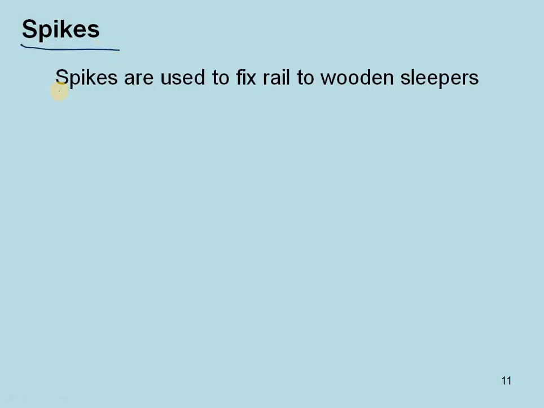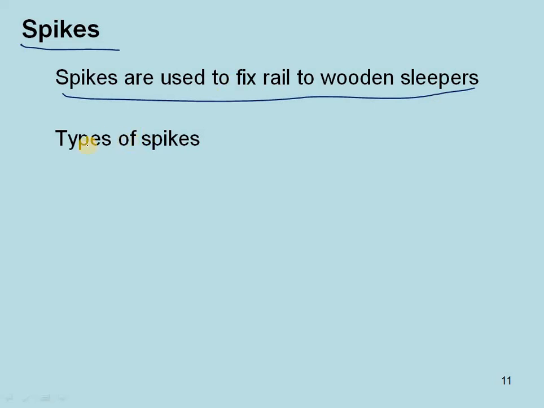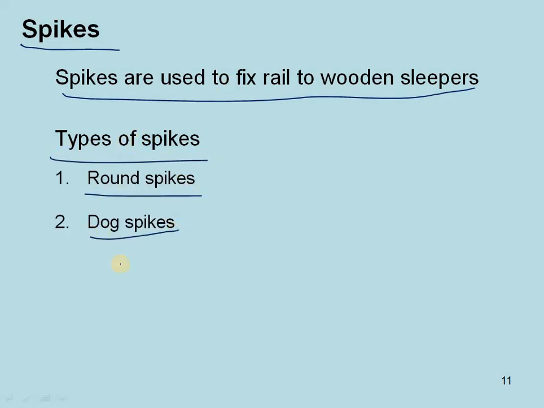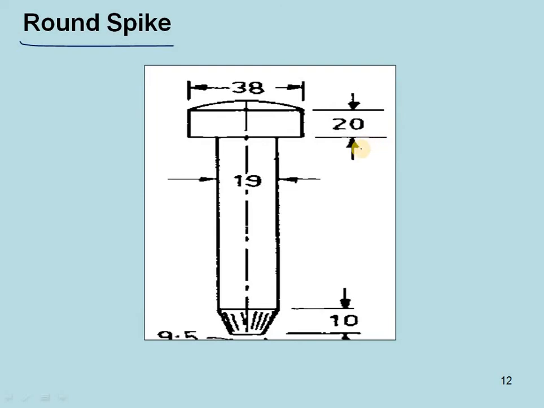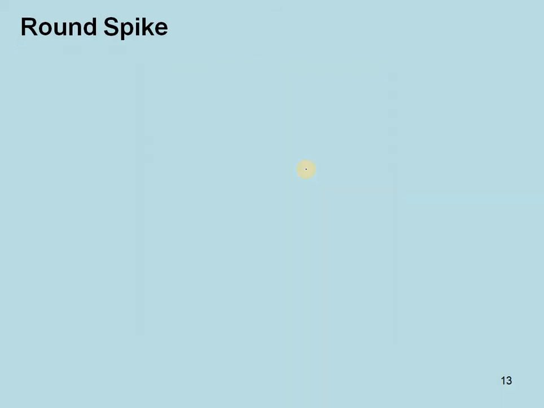Spikes. Next, what is spikes? So spikes are used to fix rail to wooden sleepers. Types of spikes are round spikes, dog spikes, squeeze spikes, elastic spikes. So what is a round spike? You can see in the diagram, this is a round spike. Here they have given the dimensions 19 mm, 20 mm, and the bottom one is 10. So this is the total height of the spike.